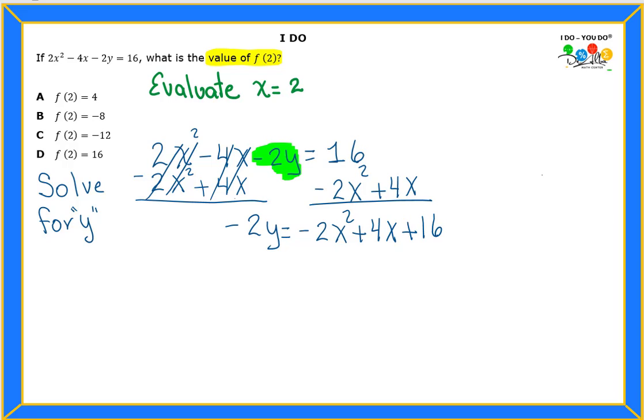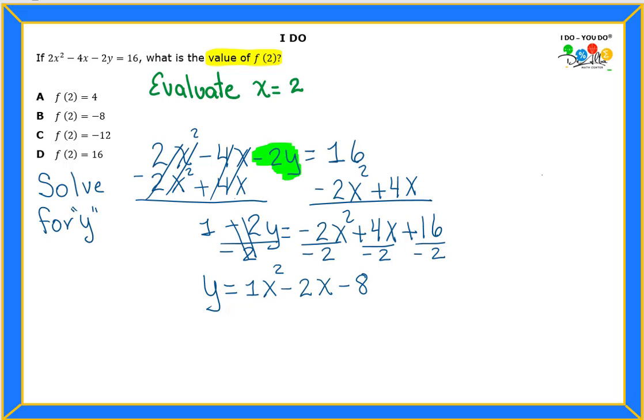Okay? Then I am going to divide by negative 2 because I want to leave the y by itself. Now notice how I am going to divide each term on the right side by negative 2 so that it can help me simplify each one of them. Okay? So negative 2 divided by negative 2 is a positive 1, which means y equals, right? And negative 2x squared divided by negative 2 is a positive 1, x squared. 4x divided by negative 2 is negative 2x, so I can write down minus 2x. And last, 16 divided by negative 2 is negative 8, so I can write down just minus 8.